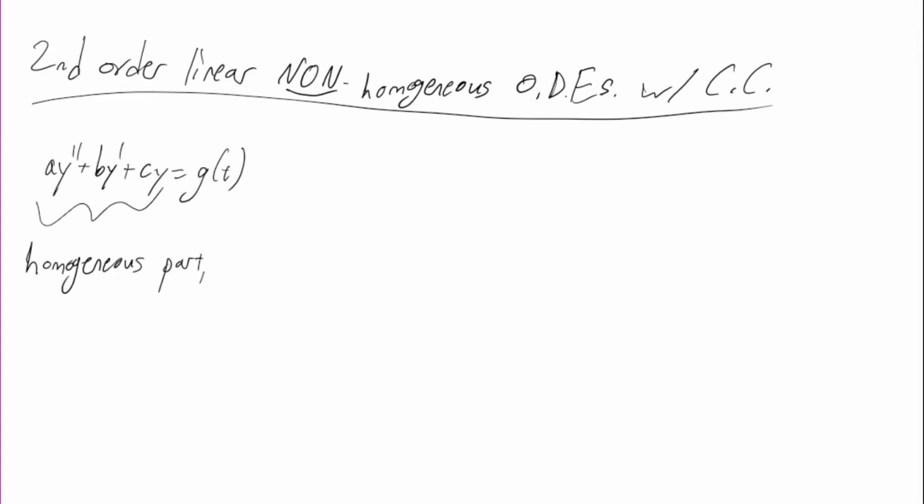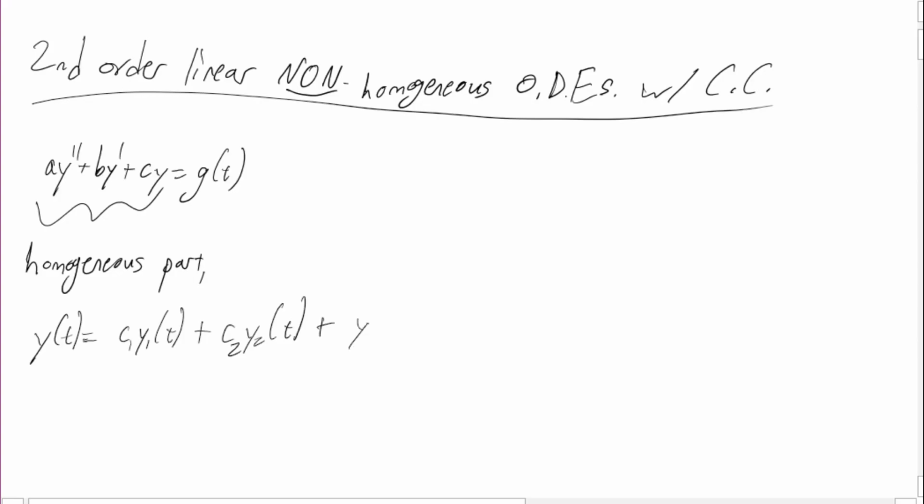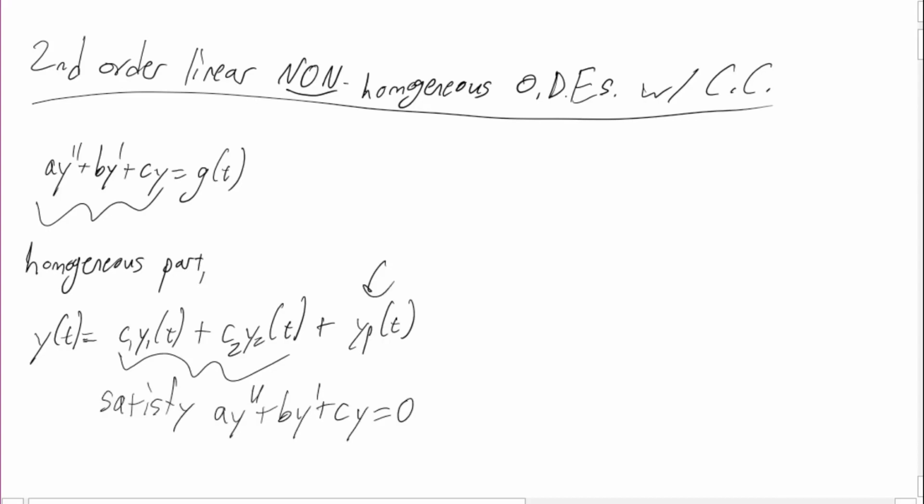like y(t) = c1y1(t) + c2y2(t) + y_p(t). The c1y1(t) + c2y2(t) is the solution to the homogeneous part. So they satisfy ay'' + by' + cy = 0. The y_p(t) is called the particular solution. So the particular solution satisfies the original ODE. And we just need one single particular solution to make this entire right side a general solution to the ODE.